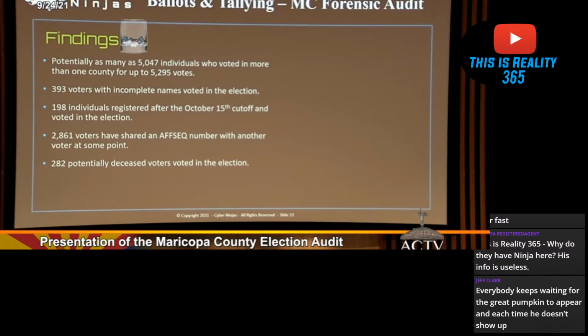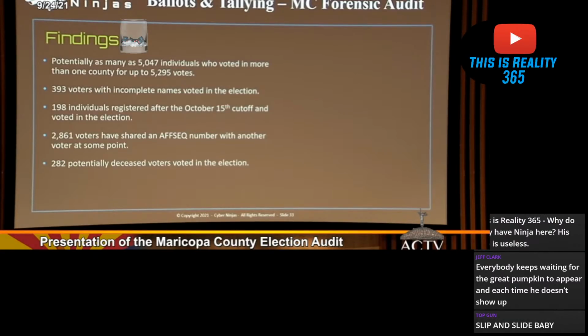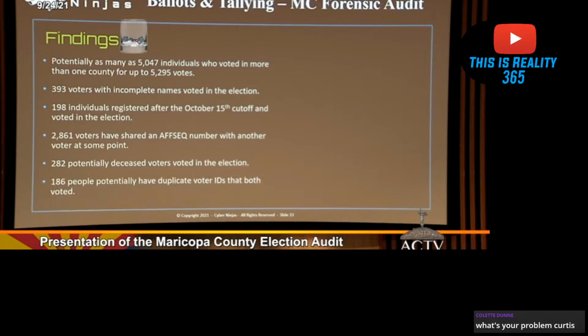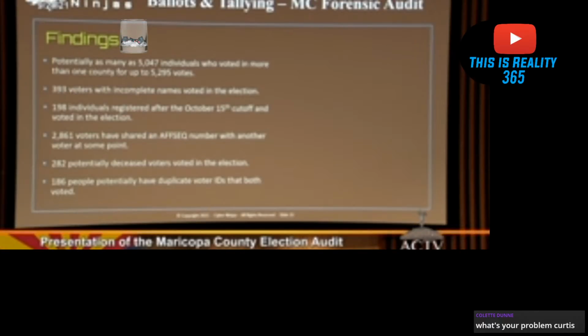We have 282 potentially deceased voters in this election. I know that there have been some much wider numbers circulated on the internet. We tried to validate this very, very precisely. It can be a difficult thing to match up voter rolls to individuals. From our testing, we believe that all the ones we have in here are accurate, but there are potentially additional ones as well. We have 186 people who potentially have duplicate voter IDs that both voted.